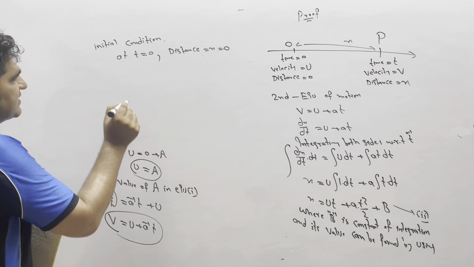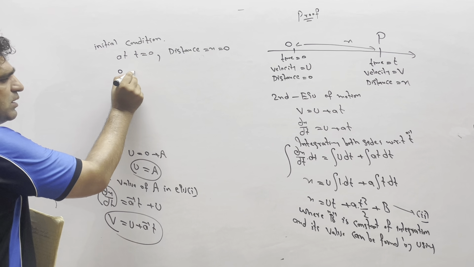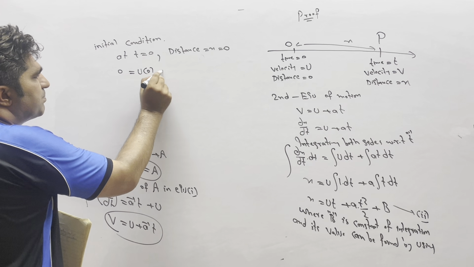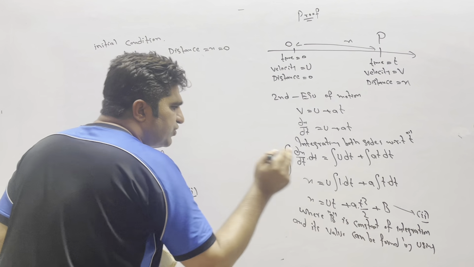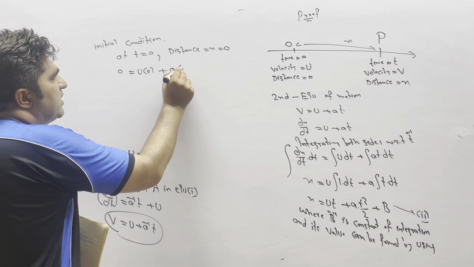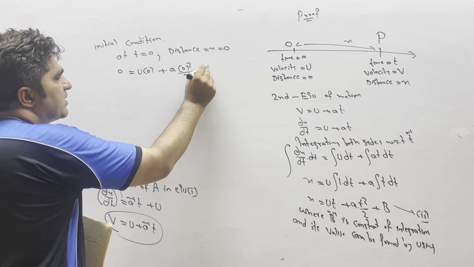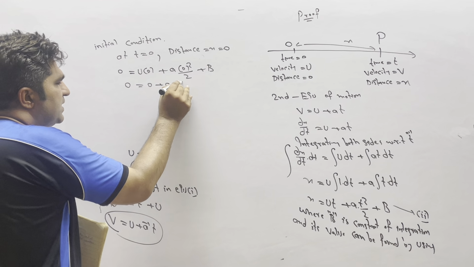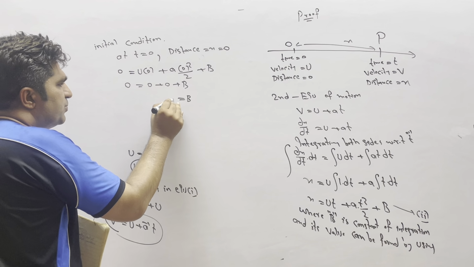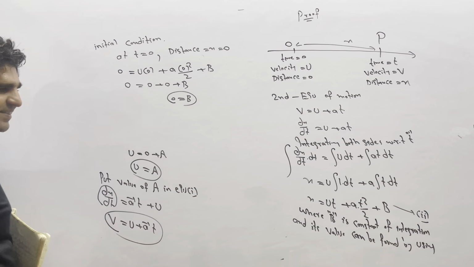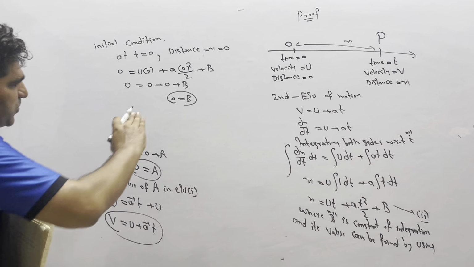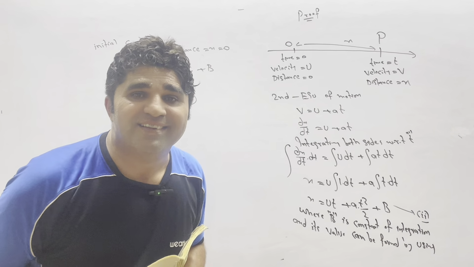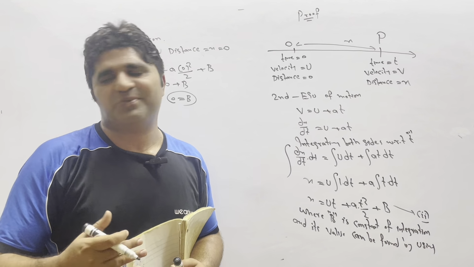So if I put these things, x equals 0, u into 0, plus a into 0 square by 2, and we have a capital B here. It's 0 plus 0 plus B. You will be getting capital B equals 0. So I got the integration constant. Now put this B in equation 2.